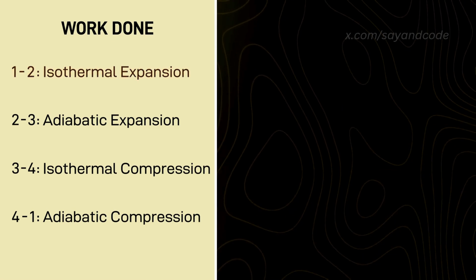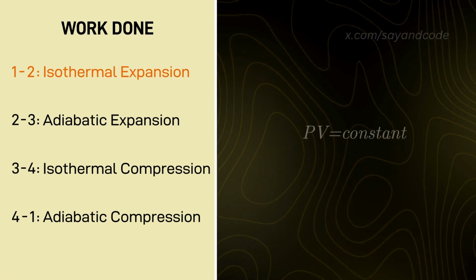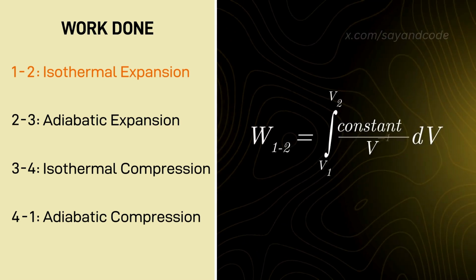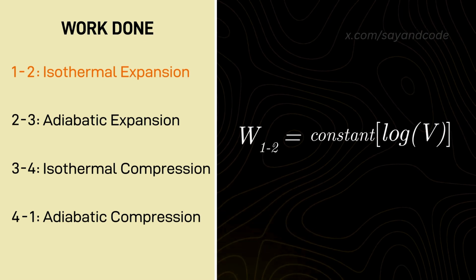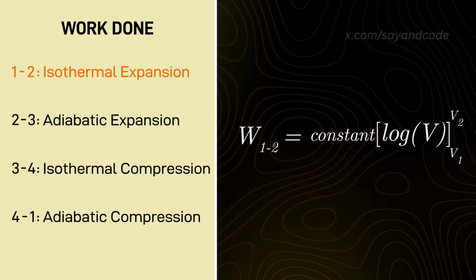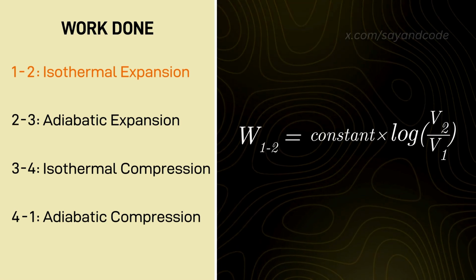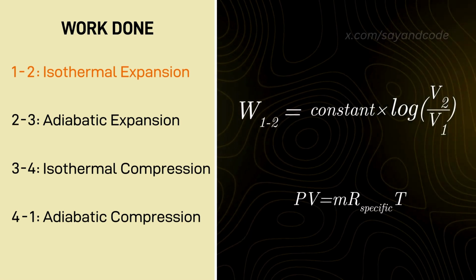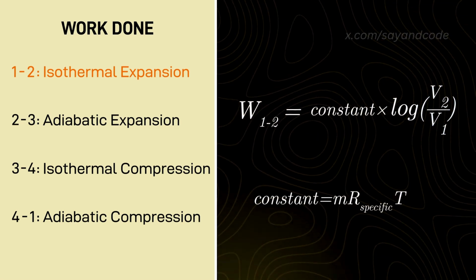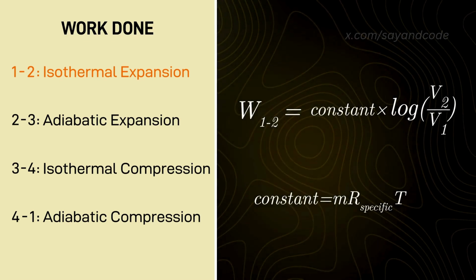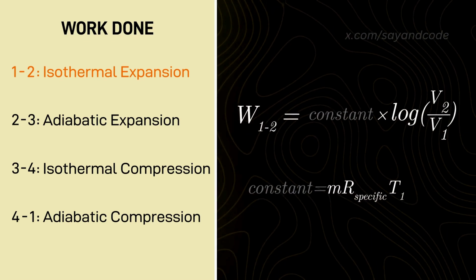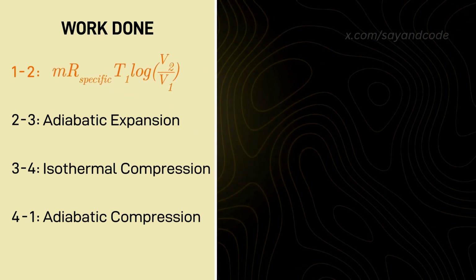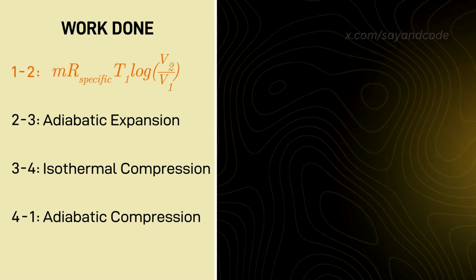Process 1 to 2 is isothermal expansion, so the equation is PV equal to constant. Using this relation in the equation for work done, we get work done from 1 to 2 as constant into log V, from V1 to V2, or, constant into log V2 by V1. We know from the ideal gas law that PV is equal to m R specific T. But PV is equal to constant, and so we can substitute m R specific T, or m R specific T1, as the constant in the earlier equation. Which gives us work done from 1 to 2 as m R specific T1 into log V2 by V1.